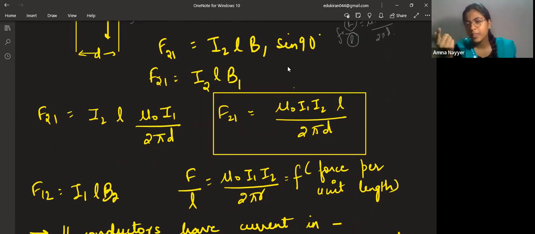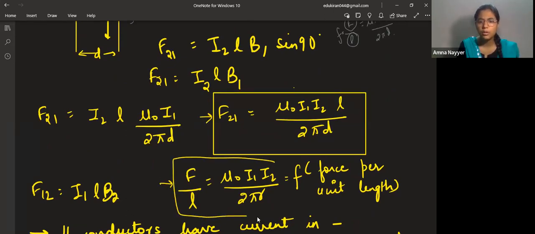This is the force. Now if you bring L into the denominator, that becomes force per unit length, force divided by length. So that becomes mu naught I1 I2 divided by 2 pi D, or 2 pi R. Just write this formula and also write force per unit length, because force per unit length can also be asked. Now I'll tell you the direction first, note it down.